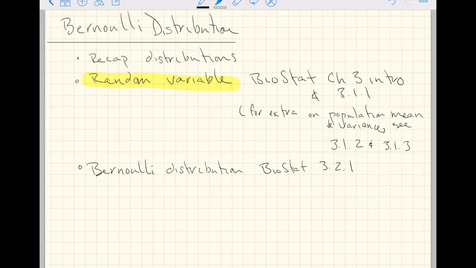So then we'll start into the Bernoulli distribution after we introduce a random variable. And the subsection you can read for the Bernoulli distribution is in the same Biostat book, section 3.2.1.